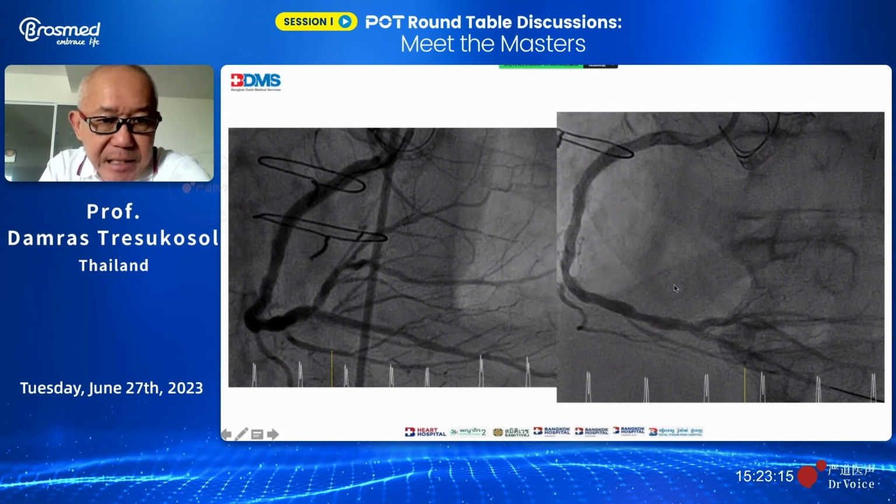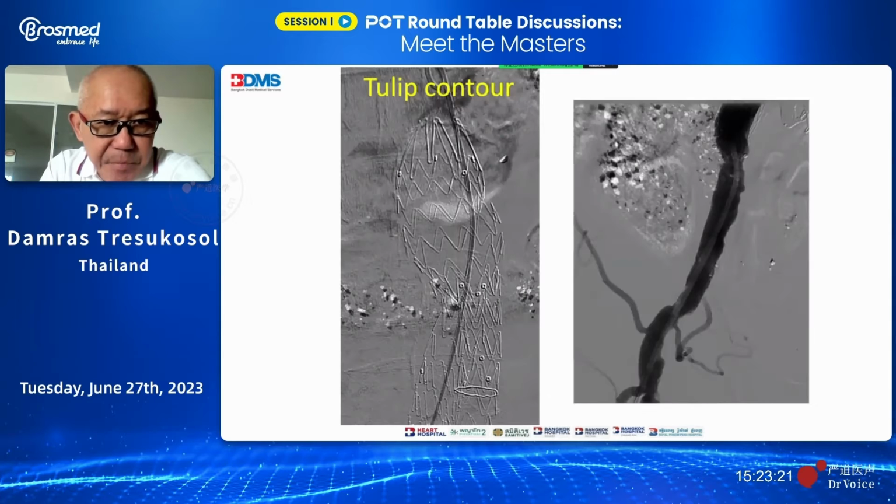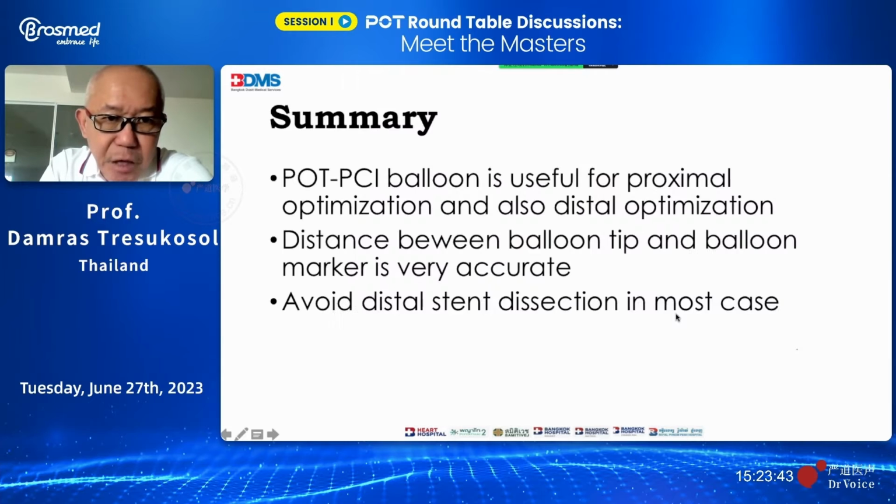A very difficult case, because the LV function is very poor, and he had only LIMA to LAD present. And on the way back, we looked at the EVAR. You can see the tulip contour of the EVAR because it was placed on the neck of the aneurysm. And this is on the way back to the right external iliac artery. We found friction around here, and we say that there is some disease, but we did not touch it.